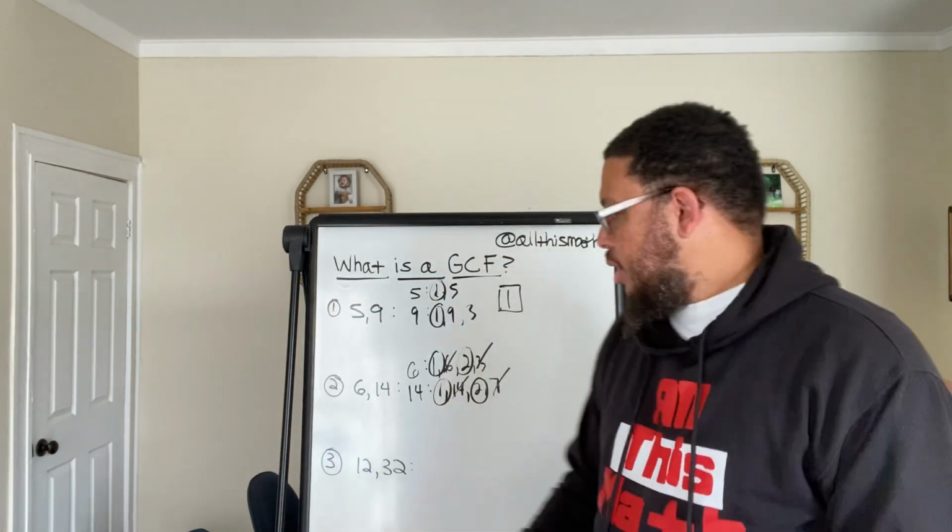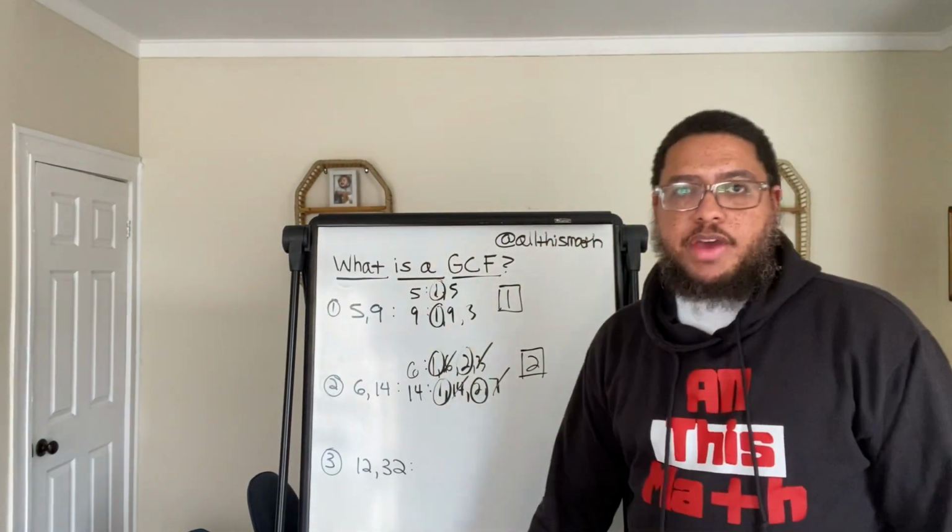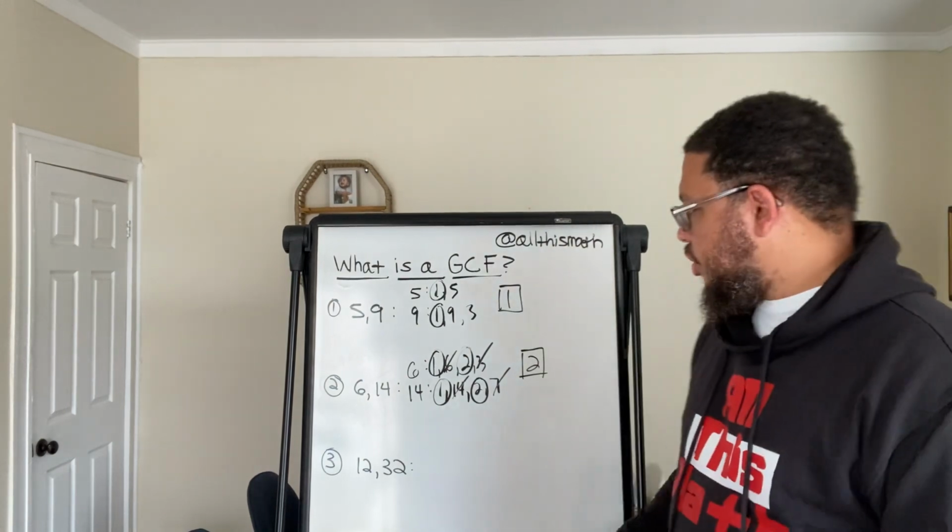2 is the bigger number. So 2 is your greatest common factor. All right? 2 is your greatest common factor.